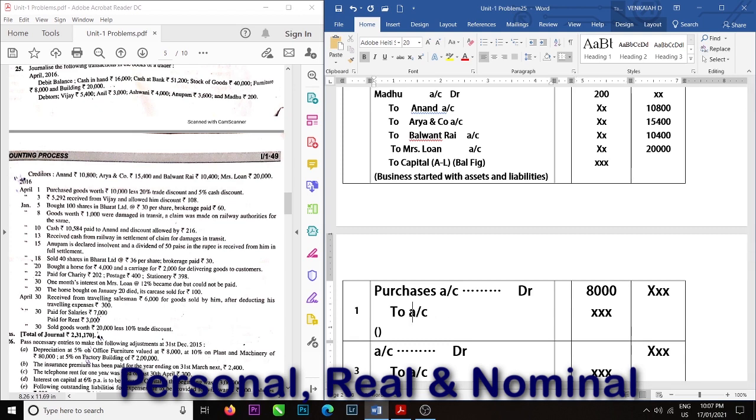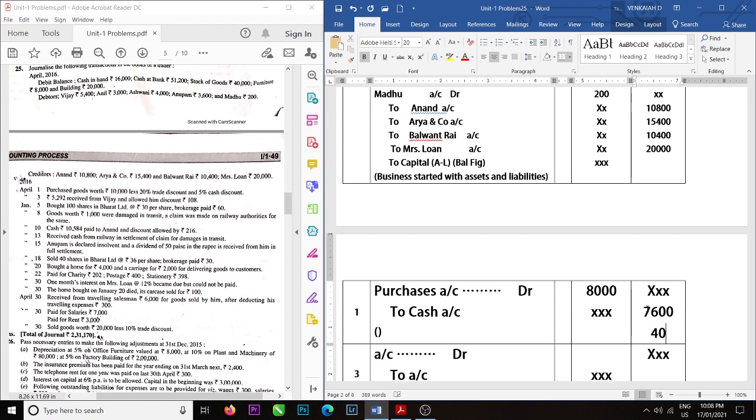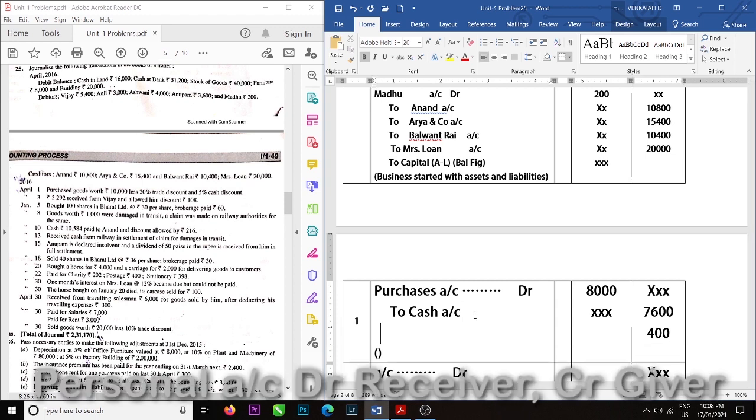In that 8,000, there is a 5% discount. Discount amount is 5 into 8,000 is 400, then 7,600. Discount amount is 400. Then we have to write to discount 400. Okay, we have to write goods purchased.